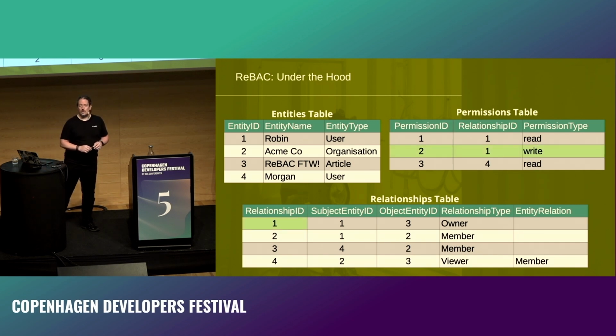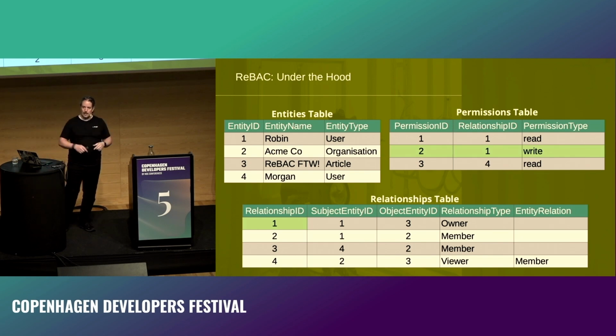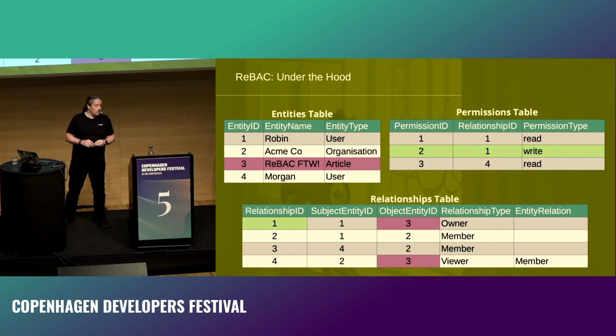So the first thing we do is we look at the permission. We say we want to know who's got write access. And we can see that's also highlighted relationship ID 1 in the relationships table there, because we've got that link. So we can now say write access is applied to all of these relationships. In our case, there's only one of them at the moment. And then we're going to say, well, the query we have is about the article.